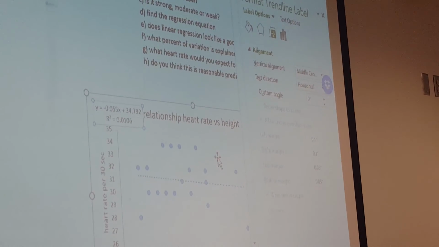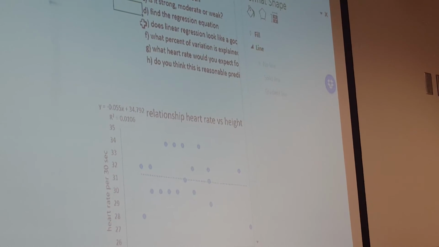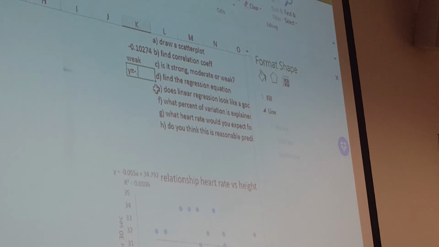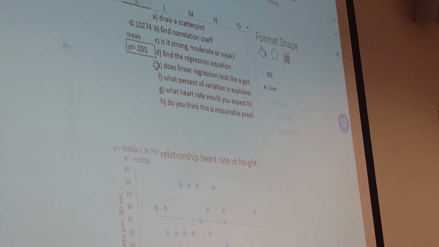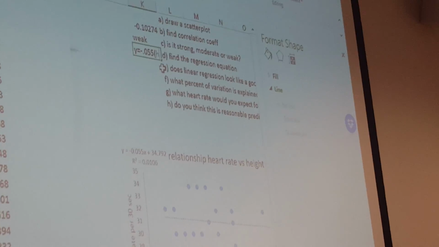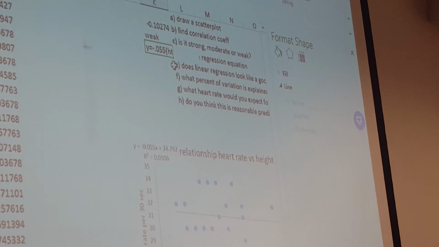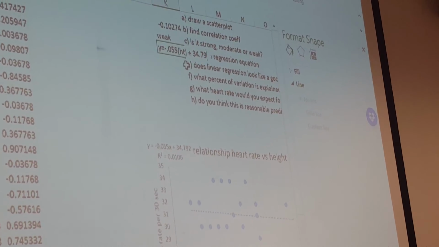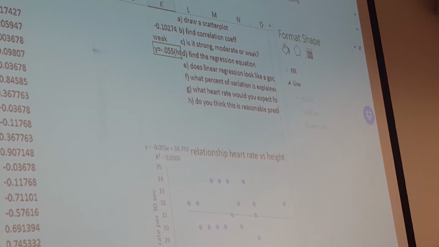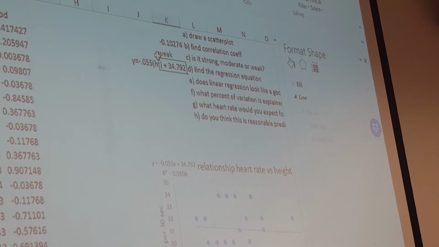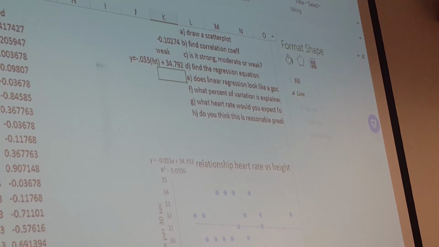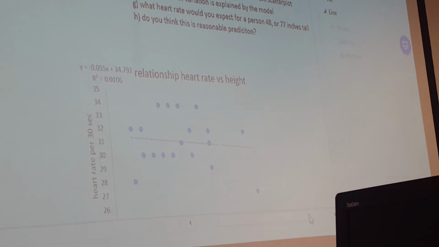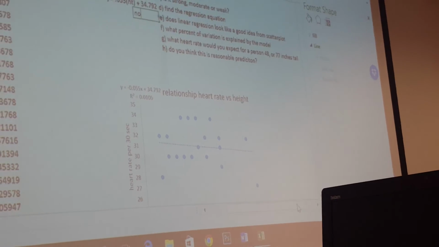So what's the regression equation? Y equals negative 0.055 times your what? Your height, plus 34.792. Let's just look at that so you can see it. Does linear look like a good idea in the scatter plot? No, I'd say not.